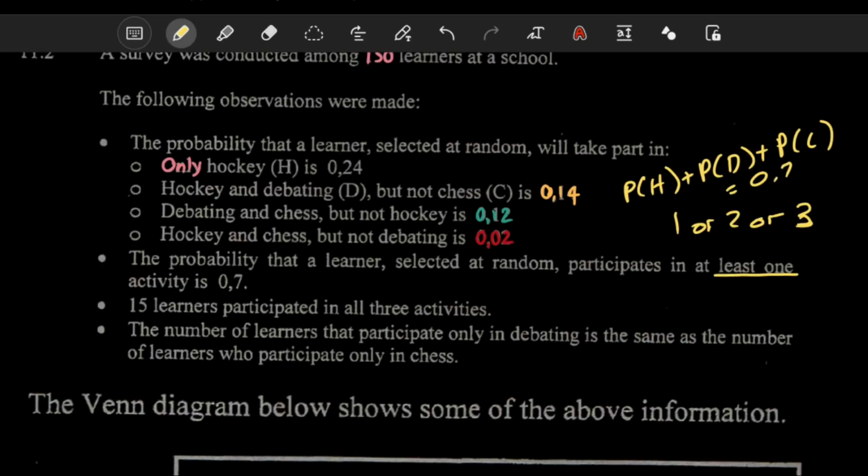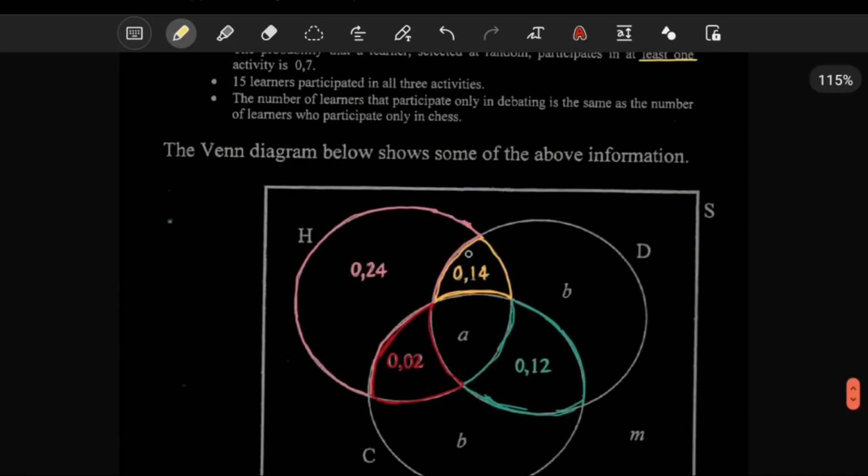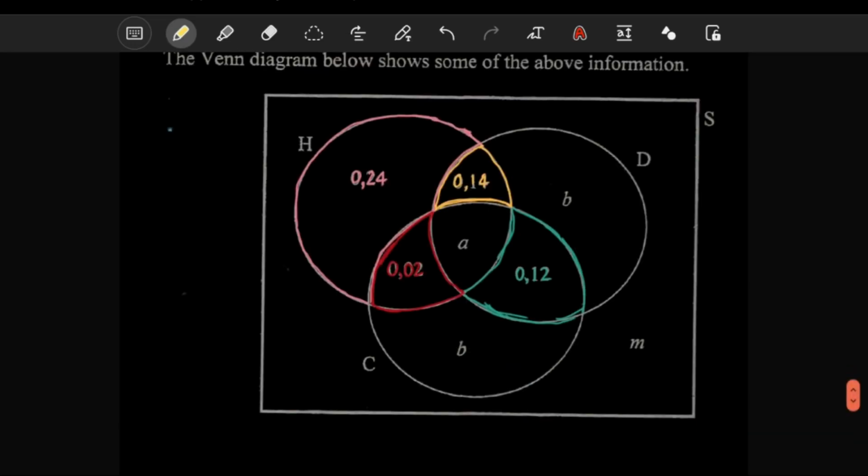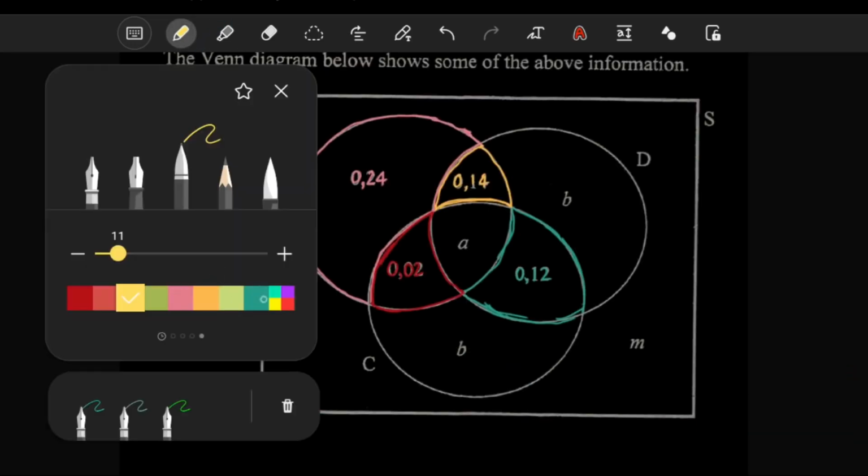You see, because the probability of you doing at least one of these is 0.7, because you could be doing hockey, you could be doing both of these, and you could be doing all three. If you are any of those people, then you are included amongst the people that do at least one. So what they have tried to tell us here is that everything in this circle here, plus this, plus that, all that gives you a 0.7.